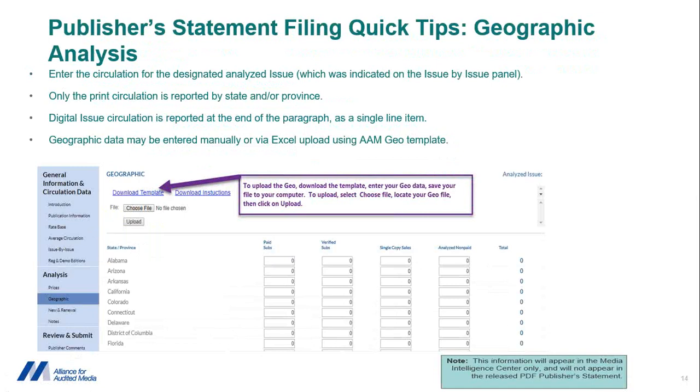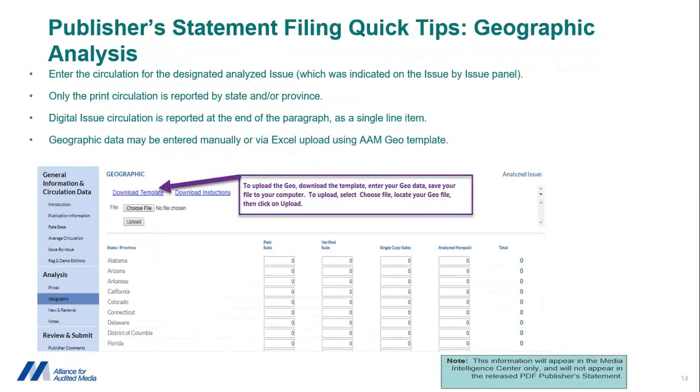One of the features of uploading is that it's an Excel file, so you can copy and paste from your own report, put it in the template, and then upload it, and it will populate all the information for the geographical analysis. Again, this particular paragraph, where you put in all this information, really is the heart of your publisher statement, but it is not printed on the PDF document.